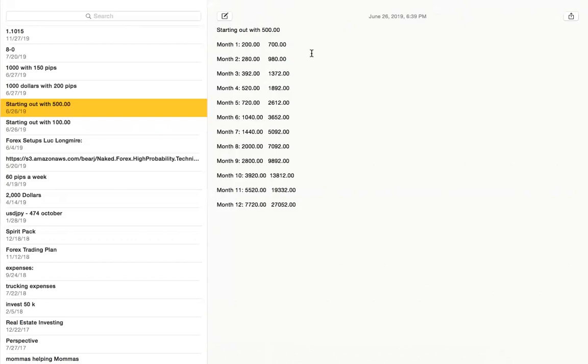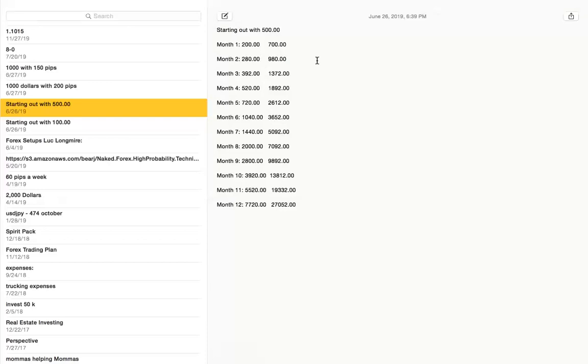But if I would have started out with a $500 account, the money that I would make is laid out for you. Month one, I would make $200, and I would put it back into my trading account to make $700. Month two, it's going to jump to $280. So now my account's at $980. So I started out with $500. In 2 months, I've made $480.